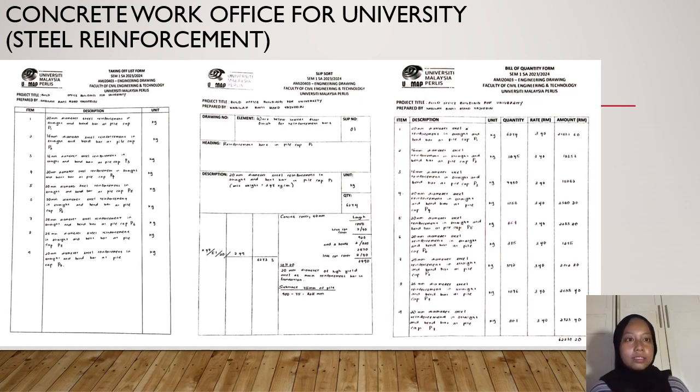In the taking off list, we can see that there are 7 piles that we use for our project, and as shown in the slip sort, there is a calculation for 20 millimeter diameter steel reinforcement in straight and bend bar in pile cap P1. There's also a total bill of quantity for steel reinforcement that we use for this project.